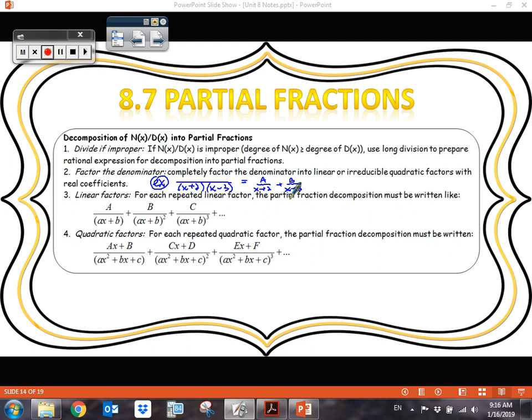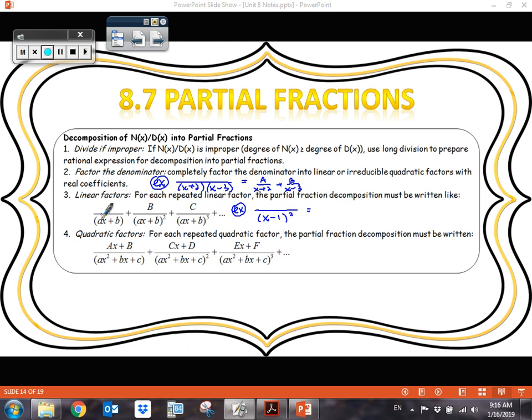The end answer will be the same. All right, so that's what we would do with the linear factor. This portion is talking about a repeated linear factor. So for example, an example of a repeated linear factor, let's say we have something over, I don't know, x minus 1 squared. Okay, this is a linear factor. We see it's to the first power. The factor is linear, but it's repeated.